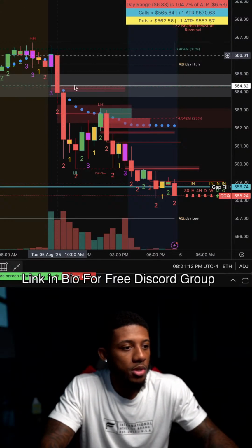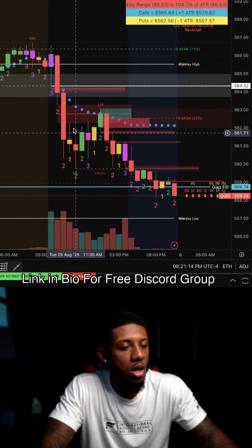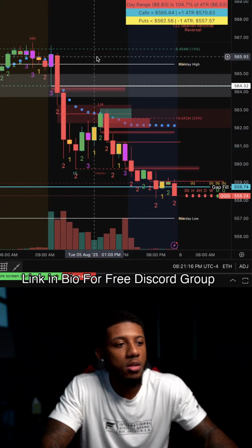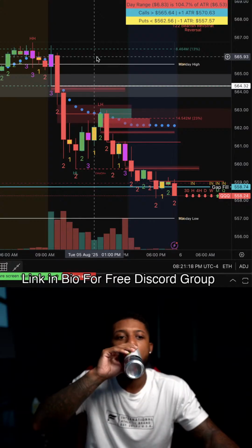What indicator are you using? This is the Strat Assistant to show the 1s, 2s, and 3s.